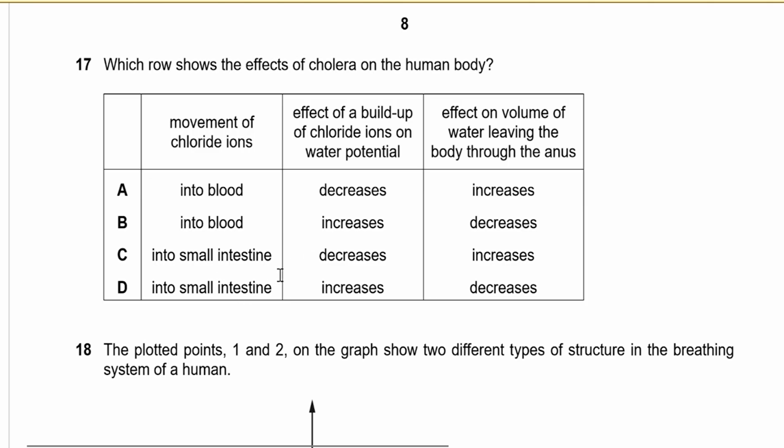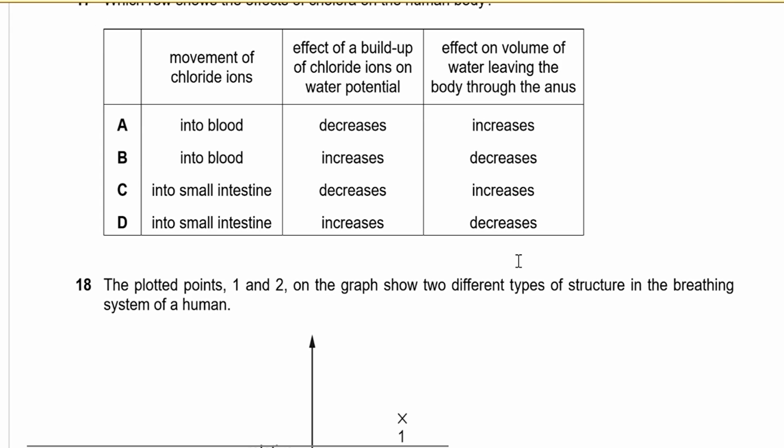When chloride ions move into the intestine, the effect of chloride ions on water potential will result in a decrease of water potential inside the small intestine. After there's a decrease in water potential inside the small intestine, water will be forced to enter the small intestine from neighboring cells. As it is entering, more water will enter to lower the concentration of chloride ions, or increase the water potential. But at the same time, this water is leaving the body through the what? The anus. So the description which is correct over here is row C.